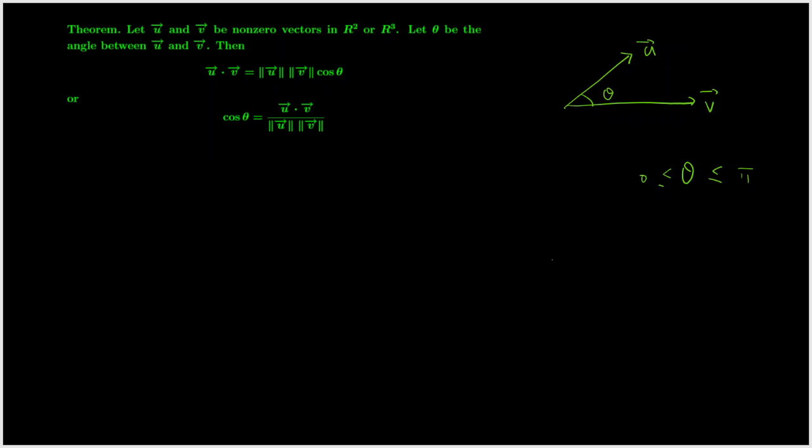By that we mean if you see two vectors something like this, if u is here and v is here, that's an angle from u to v, an angle something like this. That's an angle between 0 and pi.